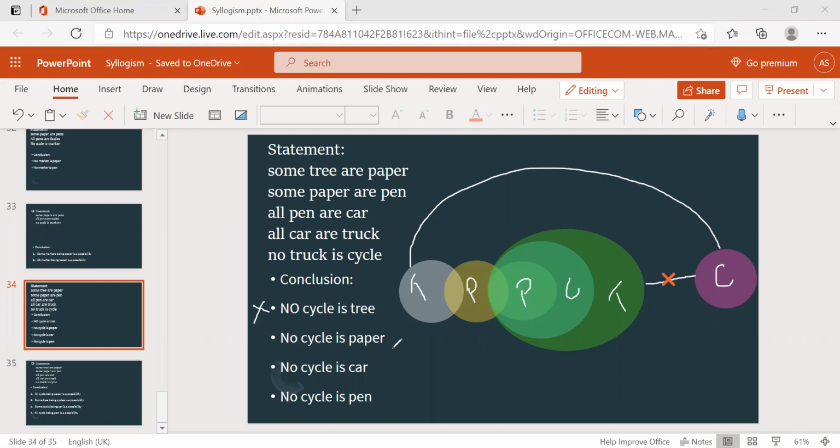And no cycle is a paper. Even paper is connected with pen, pen is connected with the car, car is connected with truck. But cycle is not connected with paper and tree, right? So all the definite statements which are not connected in the Venn diagram are false.